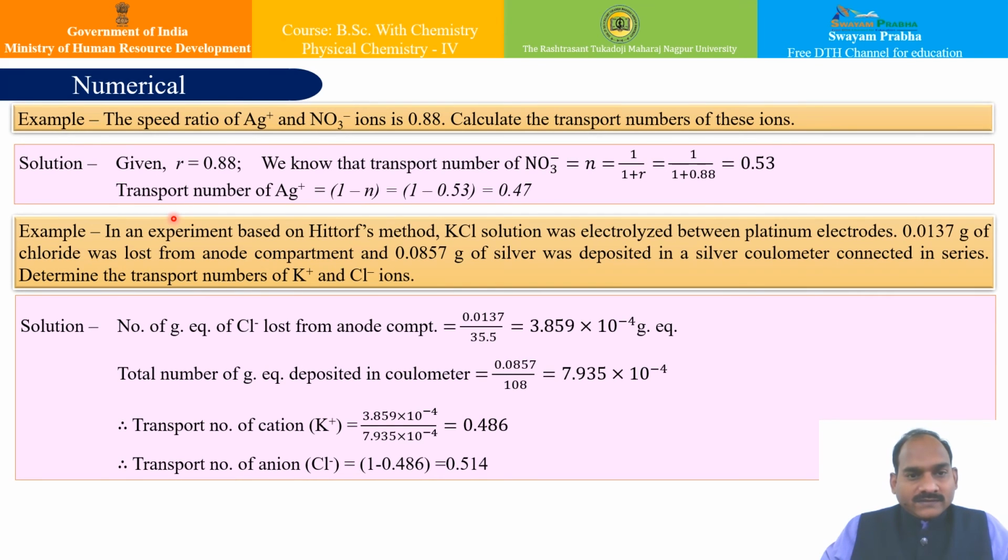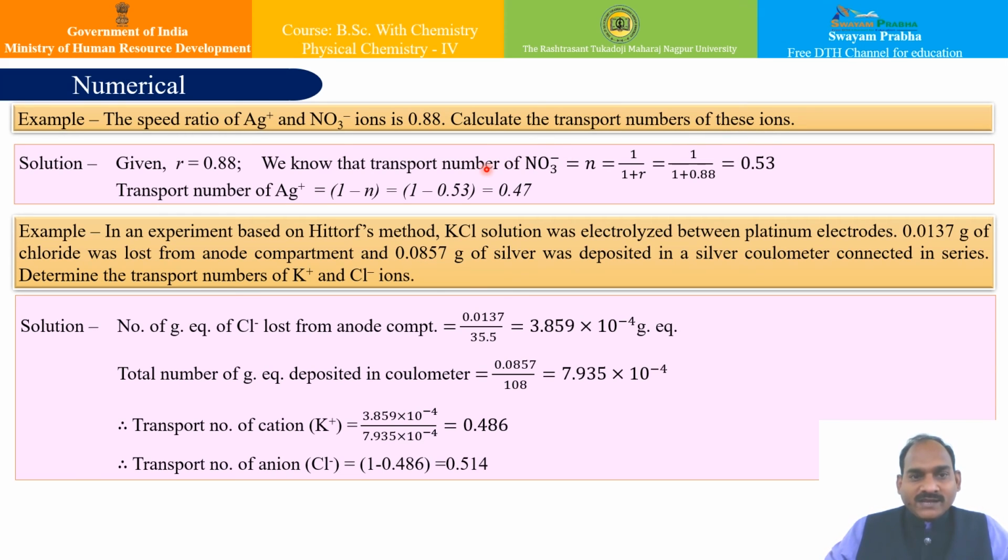Let us see one or two numericals based on whatever we have seen just now. It is just a revision of the concept. The first numerical is very simple, wherein the speed ratio, that is r, of silver ion and nitrate ion is given as 0.88, and we have to calculate the transport number of these ions.